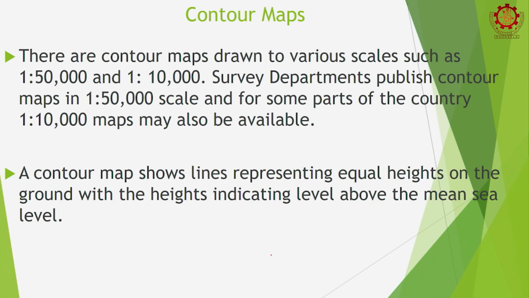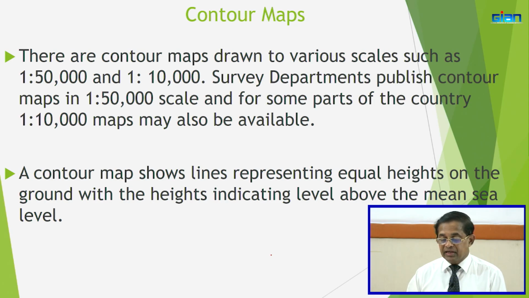So, you know that contour maps can be 1 to 50,000 in general, and in more detail contour maps can be even 1 to 10,000 scale. The survey departments in the region, in the Indian case your state survey departments, normally publish maps covering the entire state. These days all the areas are covered, because they have a lot of technologies now, satellite technology and so on, and they can take satellite images. So, they have very accurate contour maps.